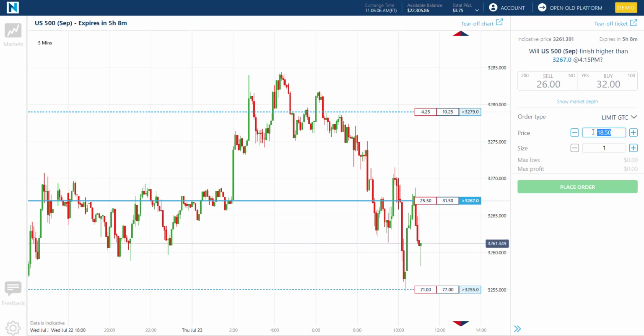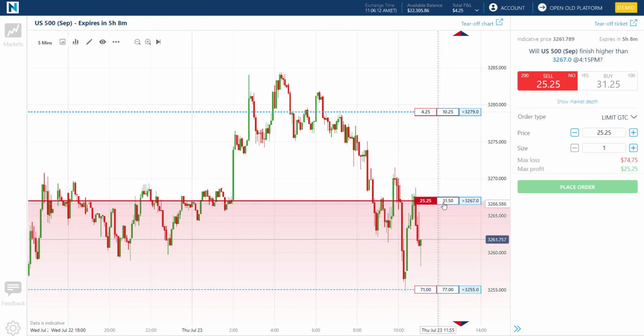To take a short position in the S&P 500, click Sell. This means you're predicting the S&P 500 will not finish higher than the strike price selected. On the chart, you'll notice the red highlighting that indicates where the price of the S&P 500 would have to settle at expiration for your prediction to be correct and a short position to be profitable.